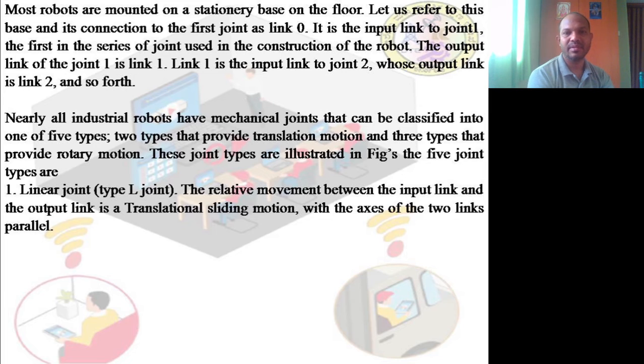Nearly all industrial robots have mechanical joints that can be classified into one of 5 types: 2 types that provide translational motion and 3 types that provide rotary motion. These joint types are illustrated in figures. There are 5 different types of joints. One is a linear joint, denoted by L. The relative movement between the input link and output link will be a translational sliding motion, with the axes of the 2 links parallel.